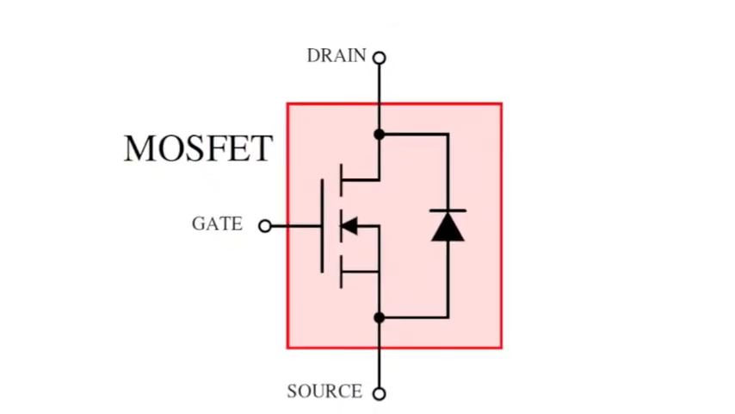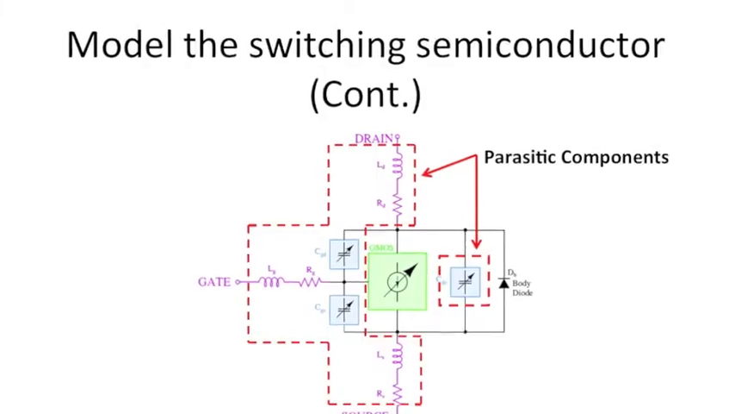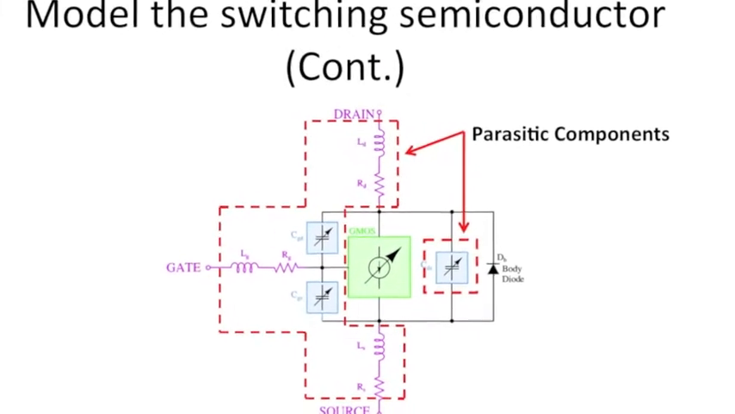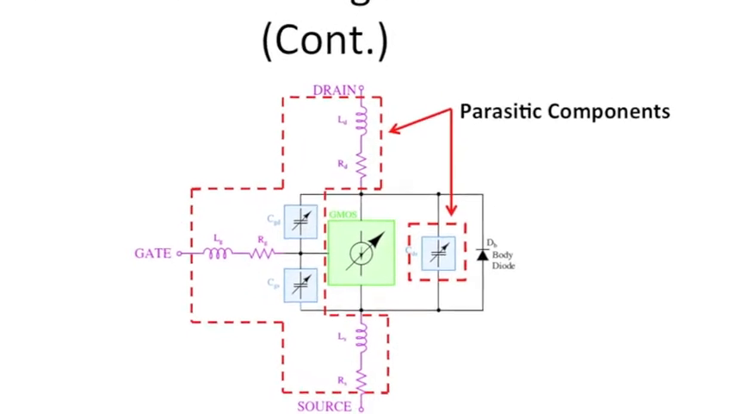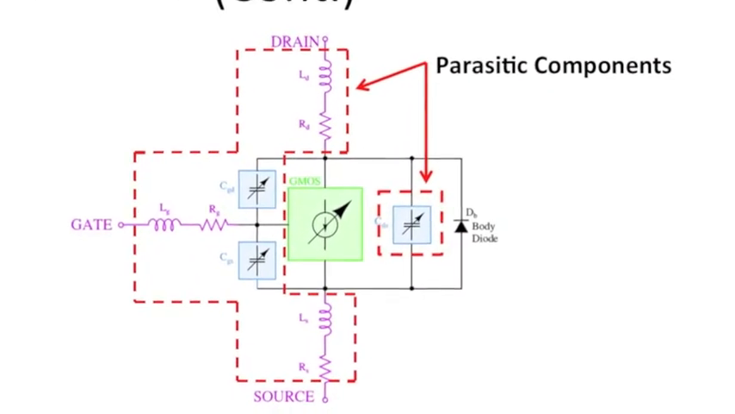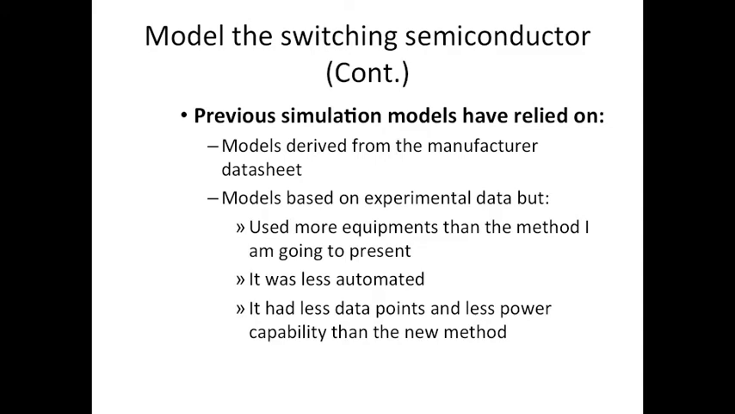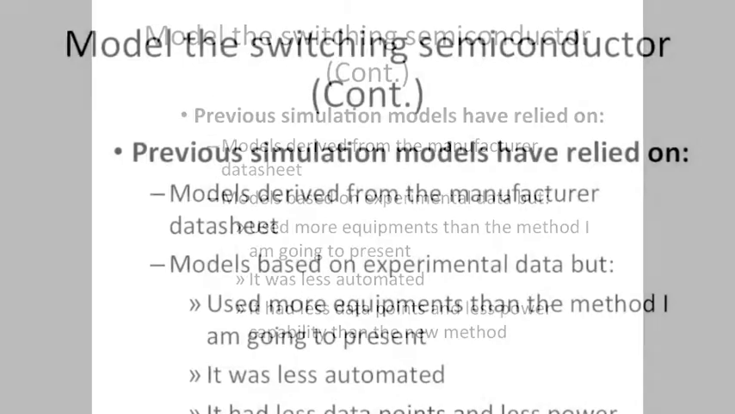Therefore, we have to take into consideration the parasitic components, because at high frequencies the behavior of such components deviates from the idealized model. This is why, for this project, it was necessary to measure the nonlinear device capacitances and conduction characteristics of a high-performance MOSFET using a power device analyzer. By doing this, we have developed a fast modeling strategy based on experimental data.